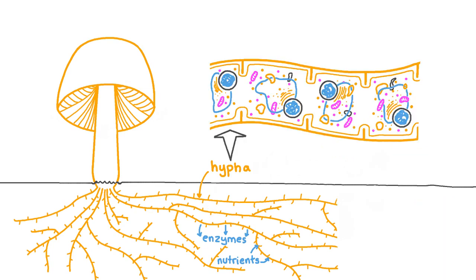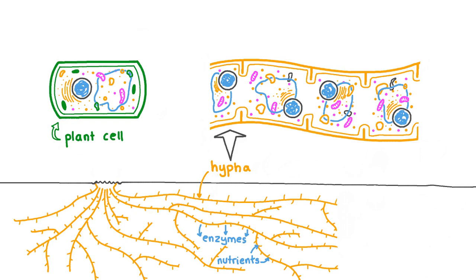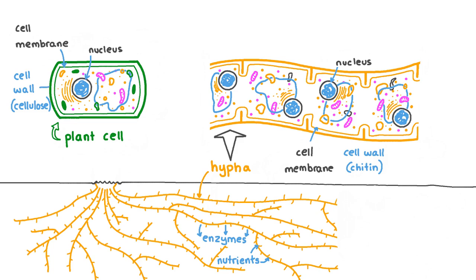Hyphae are thread-like structures made of fungal cells. The cells in hyphae have a similar structure to that of plant cells. Both plants and fungi are eukaryotic, so their cells possess a nucleus that stores DNA. They also both have an inner cell membrane that is supported and surrounded by an outer cell wall. The cell walls of most plant cells possess a rigid material called cellulose, while the cell walls of fungal cells are strengthened by a material called chitin. Chitin is also found in the exoskeletons of bugs and other arthropods.